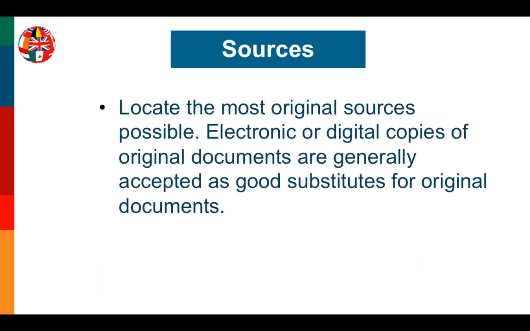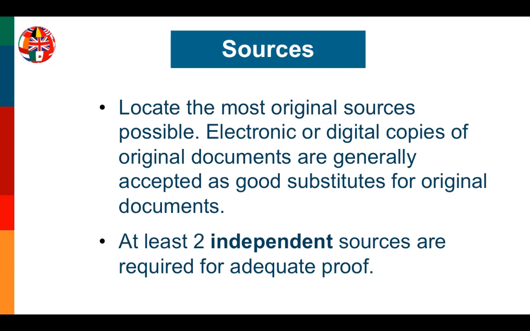Locate the most original form of a source as possible. Electronic or digital copies of original documents are generally accepted and treated as good substitutes for original documents. Remember that at least 2 independent sources are required for adequate proof. An independent source is one that was not generated from the same source, such as the same document, the same book, the same artifact, or the same person.